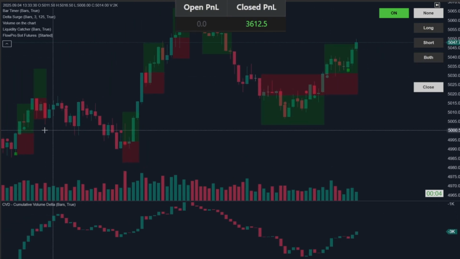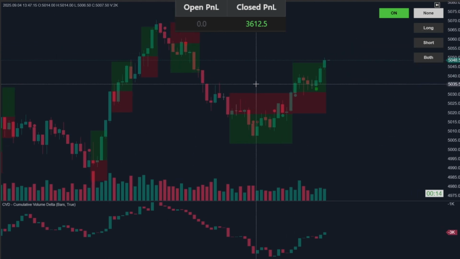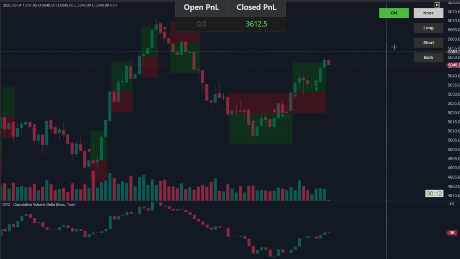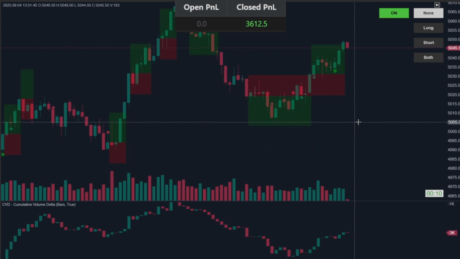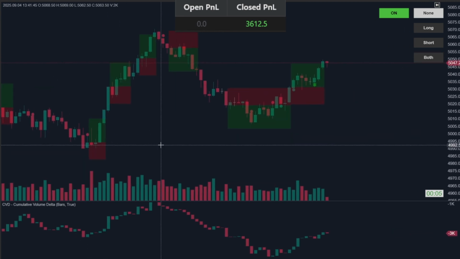in profit. Great session. A lot of wins, 2 losses. 1 loss was almost a win, so it was quite close. It all depends on your risk management, where you're placing your take profit levels.